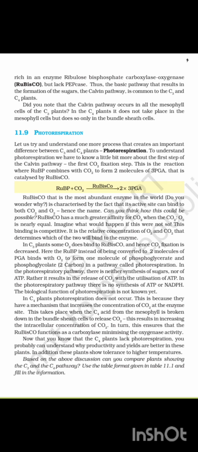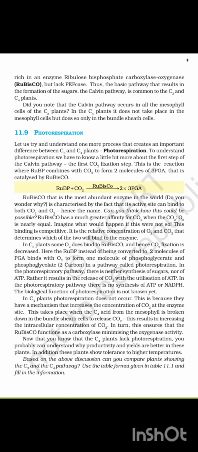11.9 Photorespiration. Let us try and understand one more process that creates an important difference between C3 and C4 plants: photorespiration. To understand photorespiration, we have to know a little bit more about the first step of the Calvin pathway. The first carbon dioxide fixation step is the reaction where RuBP combines with carbon dioxide to form two molecules of 3-PGA, catalyzed by Rubisco.